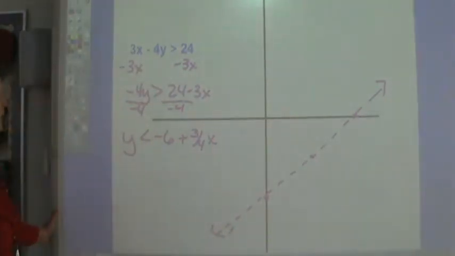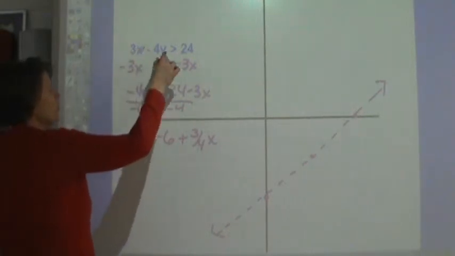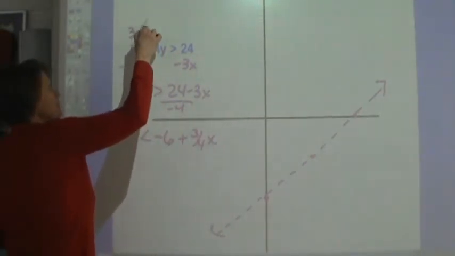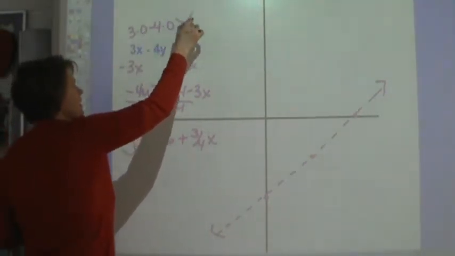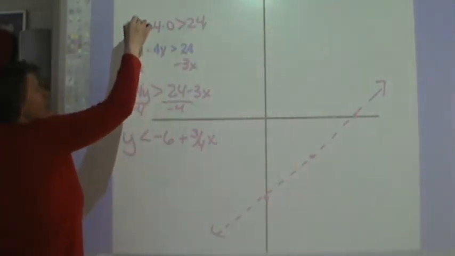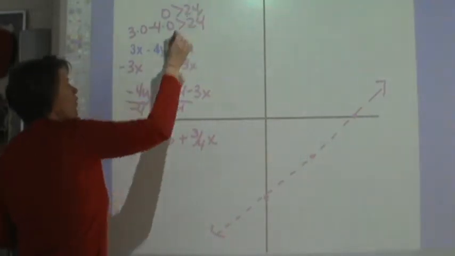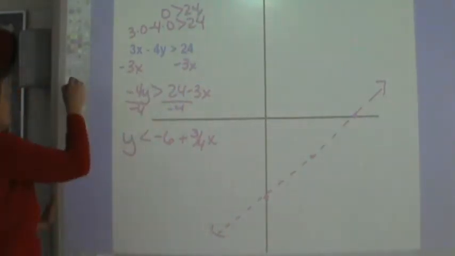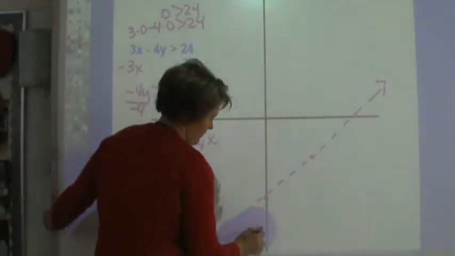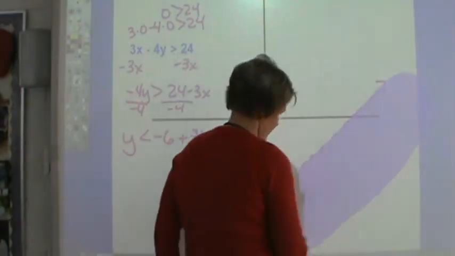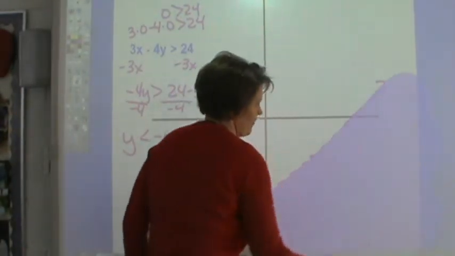And let's see, if we want to have it shaded, we got to test a point. If we test the origin again, 3 times 0 minus 4 times 0, is that greater than 24? Well, this would be 0 minus 0. Is 0 greater than 24? Nope. So I'm going to shade the other side. Okay.